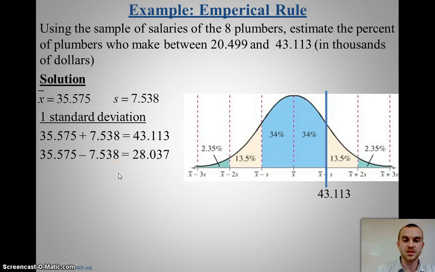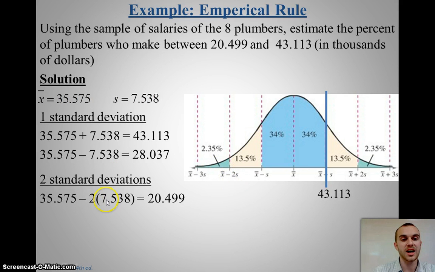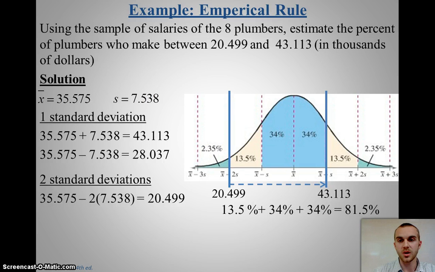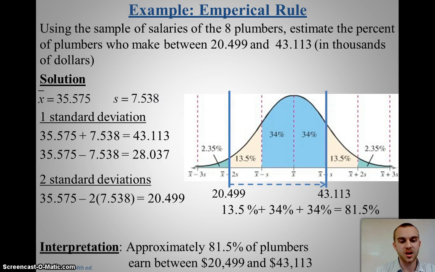But I didn't get the one standard deviation at the bottom, so I'm going to keep going with the lower ones. So I'm going to find this one right here by subtracting the 2 standard deviations. So it's 2 times the standard deviation, and that actually does give me the value I want. Now if I want to know the percent, I'm just going to add up all 3 that are within my bell curve, and that will tell me 81.5%. So I know that approximately 81.5% of plumbers should earn between $20,499 and $43,113.